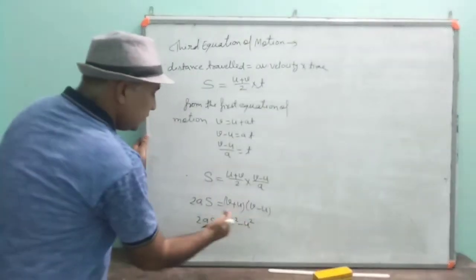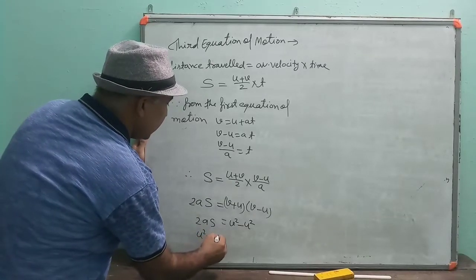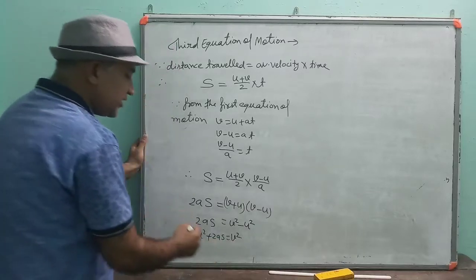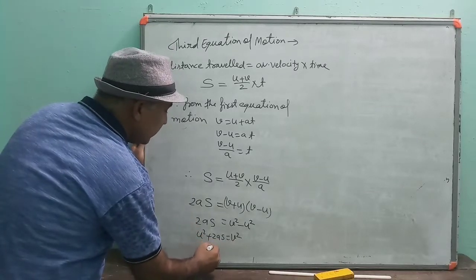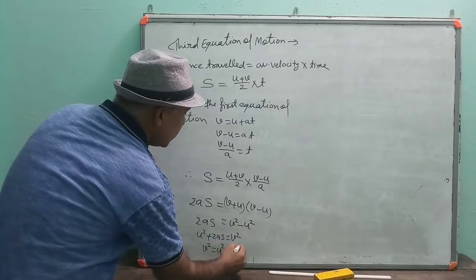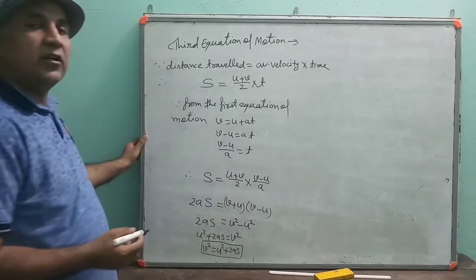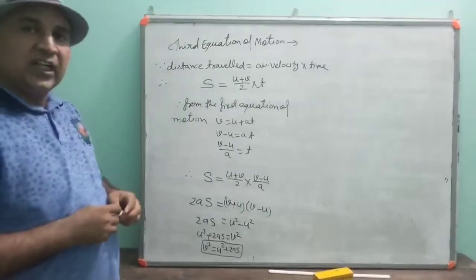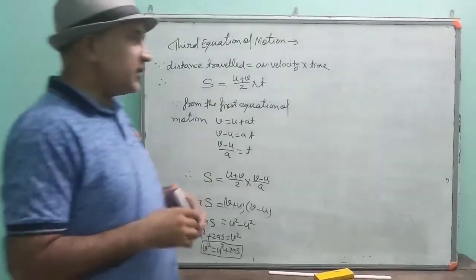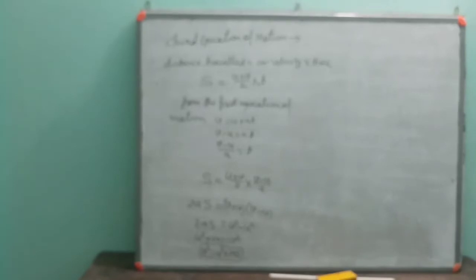Now by transferring u square to this side, u square plus 2as is equal to v square, which is your third equation of motion. v square is equal to u square plus 2as. This is known as the third equation of motion. Understood? Now pause the video and note down these things. Then after we will see the proof with the help of graph. Okay?